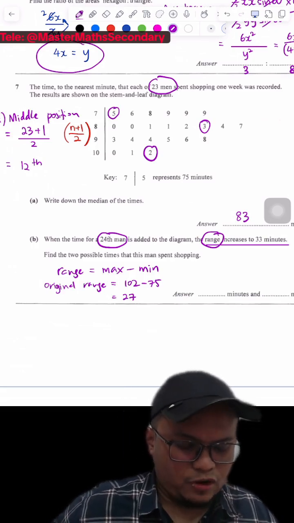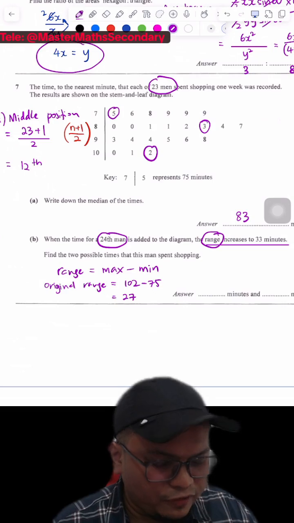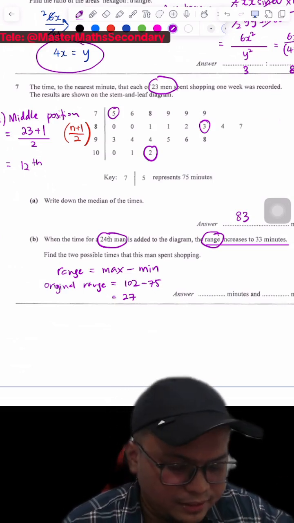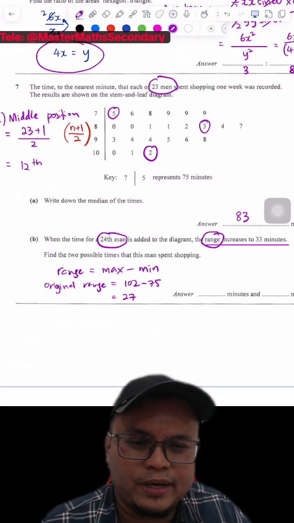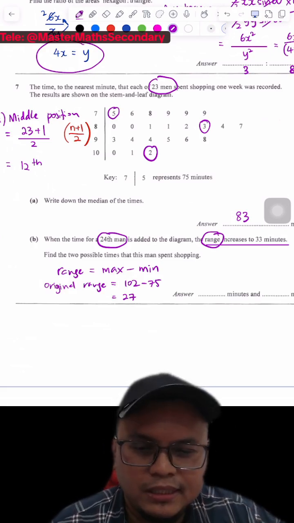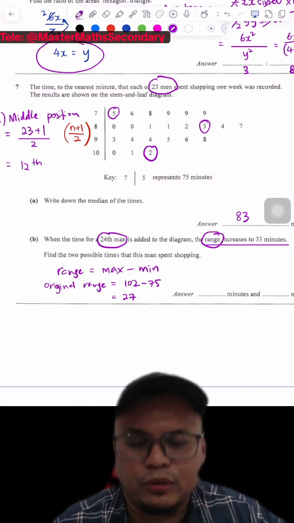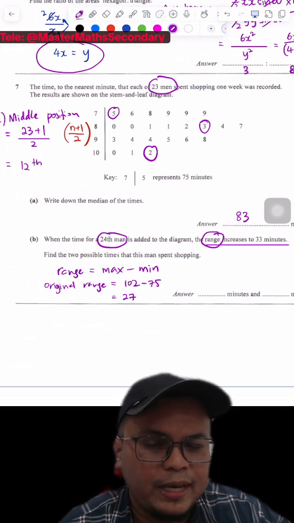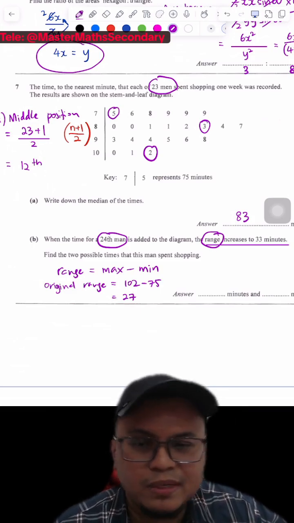Yeah, so that's your original range, guys. Now what happened was that this 24th person joined in the party, and suddenly the range changed to become 33. For that to happen, his timing cannot be between 75 to 102. Because if his timing is between 75 to 102, the maximum and minimum wouldn't have any changes.